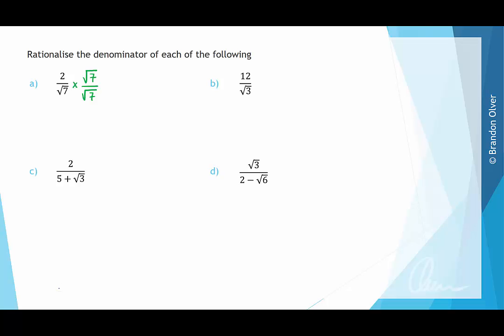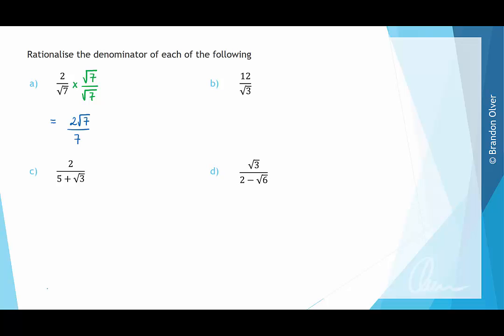In doing so, we don't change the size of the fraction or the number, we just rationalise it. So multiplying across the top line, we have 2 times the square root of 7, and multiplying across the bottom line gives the square root of 7 times the square root of 7, which is 7. So we now have a rational denominator, and they are in fact the same value.